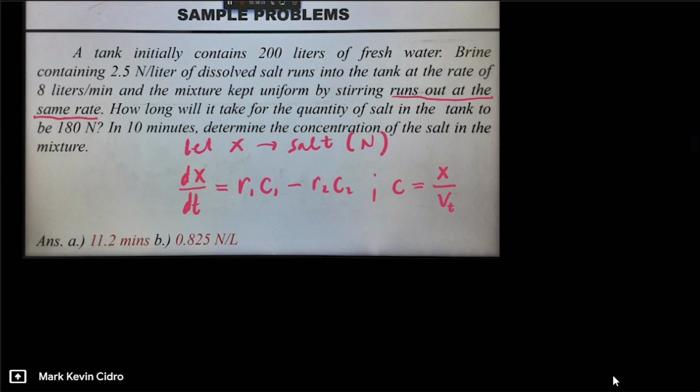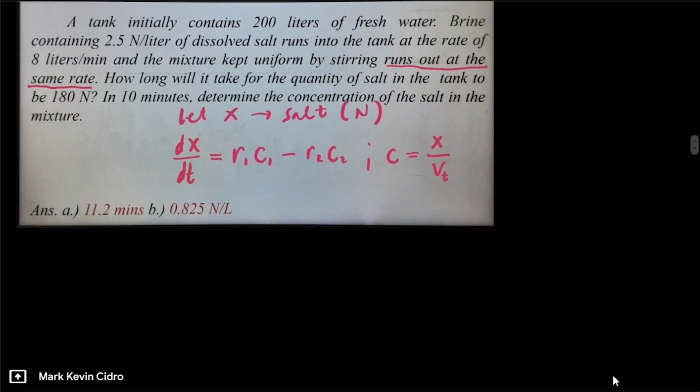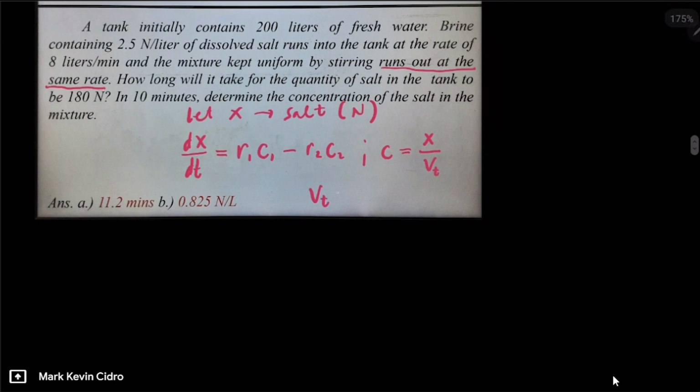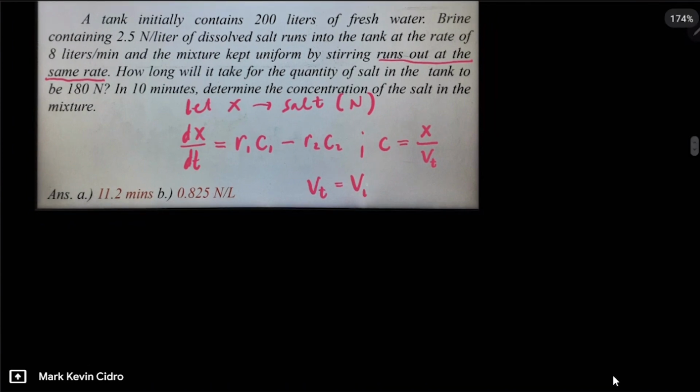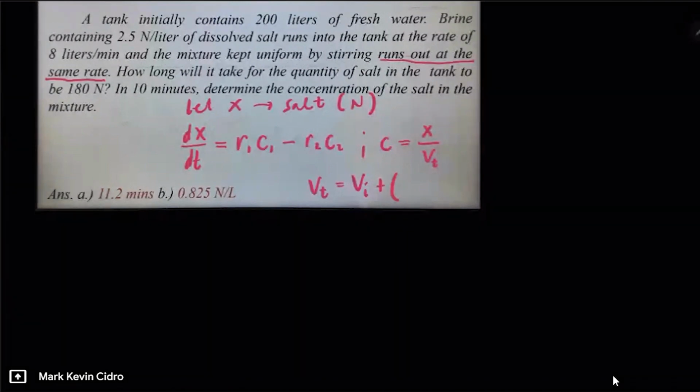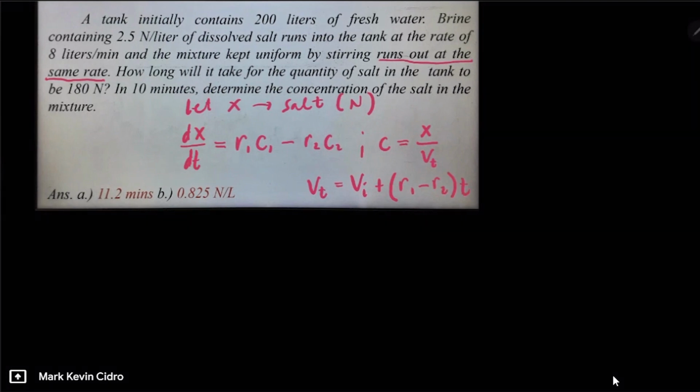But if the volume is not constant, to determine the volume at any time t, it is just equal to the initial volume, VI, plus the difference in rate of inflow and outflow, that is the rate 1 minus the rate 2 times t. If the inflow is greater than the outflow, the volume will increase.